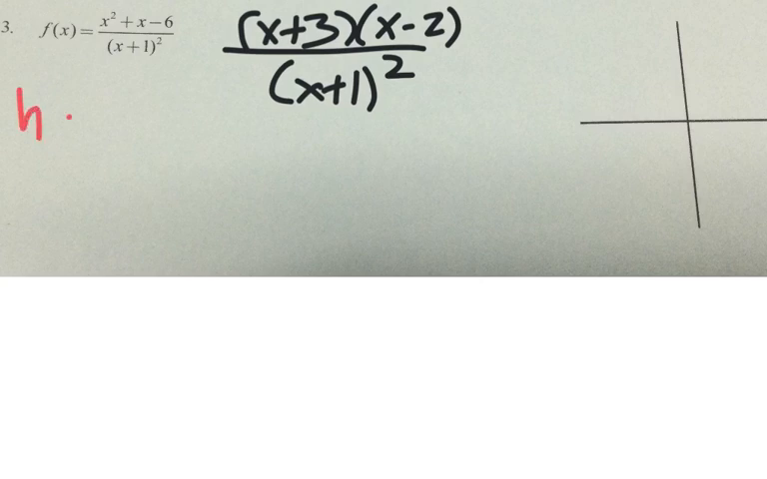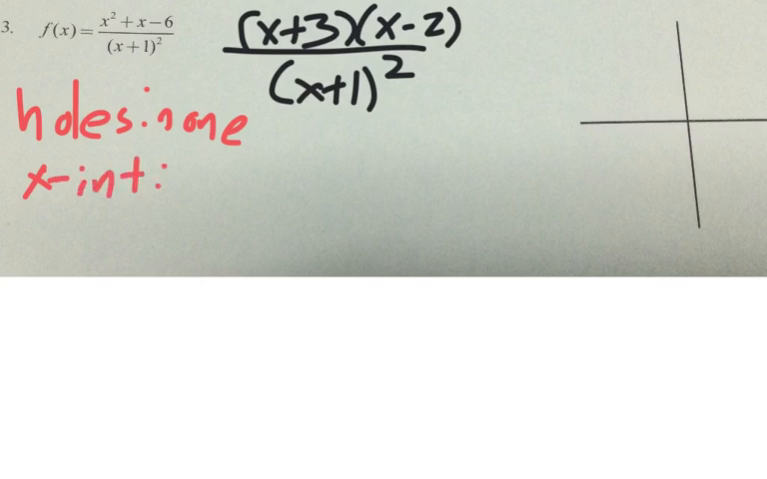So I'm going to start looking for any holes. Do I have anything that cancels? I don't. None. So everything that's left in the numerator is an x-intercept. So I have x-intercepts at -3 and at 2.